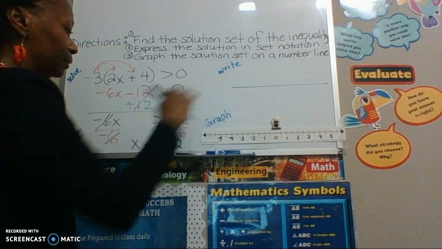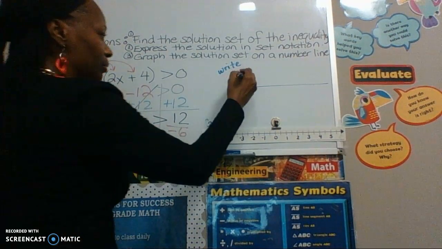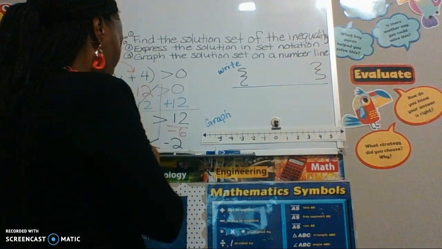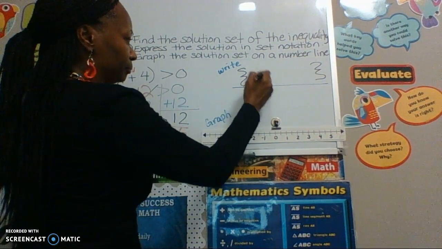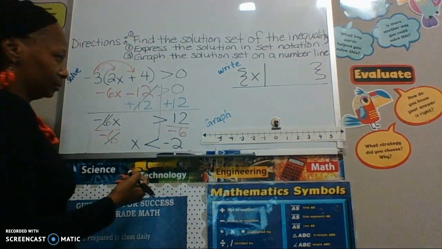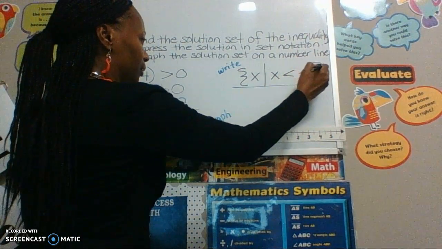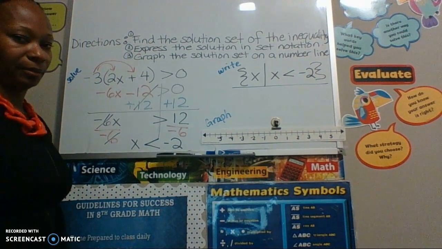But how do I write that in set notation? Well, we use these little braces here. And we say for all real numbers x, put a line, x should be less than -2. That's how you write it.